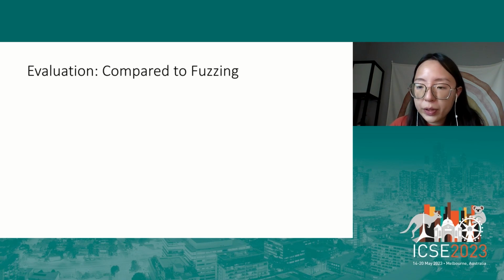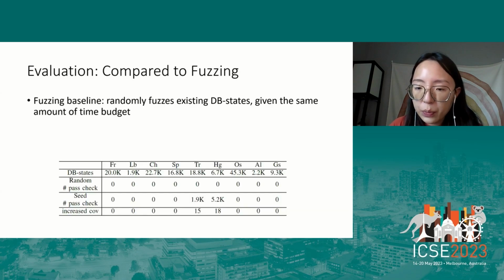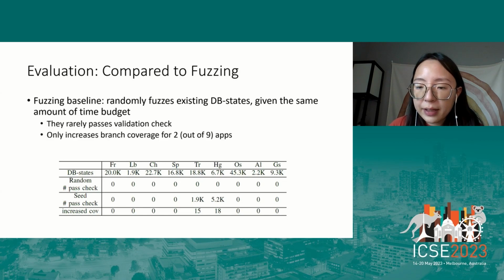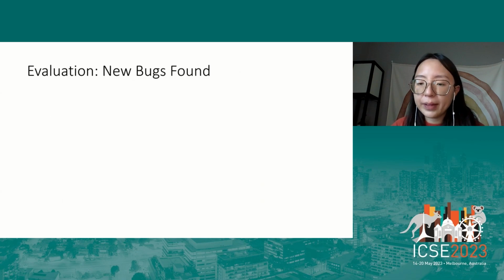We compare it with the fuzzing baseline, which randomly fuzzes existing DB states while using the same amount of time. The problem with random fuzzing is that it rarely produces a state that passes the validation check. So most of the time, it is based on invalid DB states. The baseline only increases branch coverage for 2 out of 9 applications, with a much smaller coverage increase.